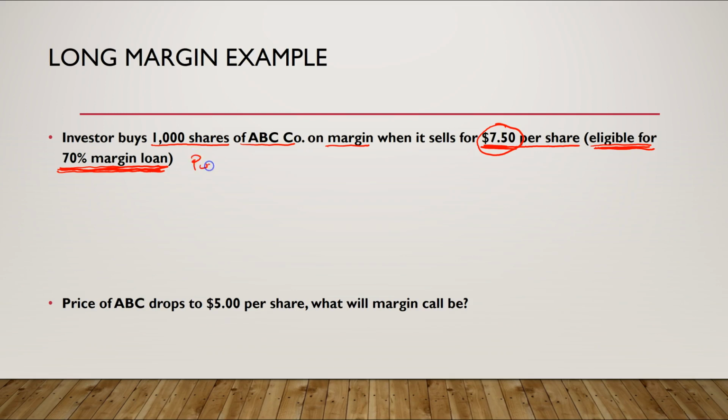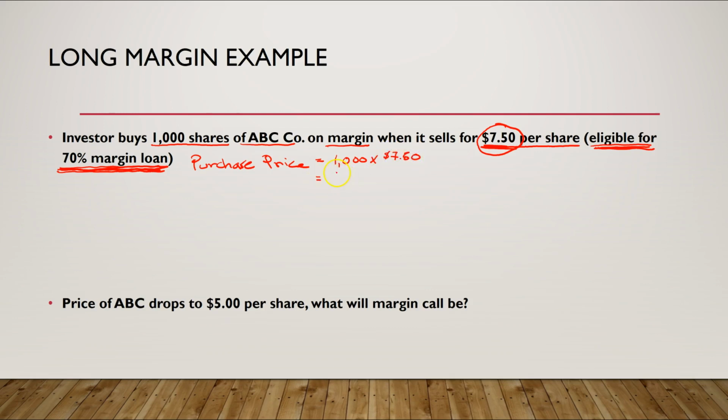So the first one here, we could just put the purchase price of this transaction. This is easy, right? This is just going to be 1,000 shares multiplied by the price, which right now is $7.50.